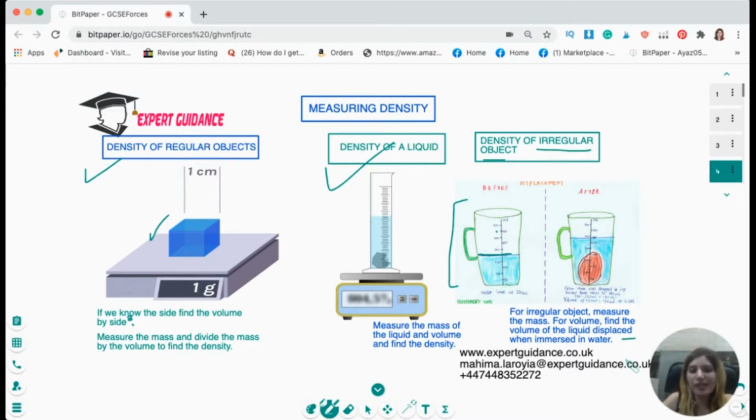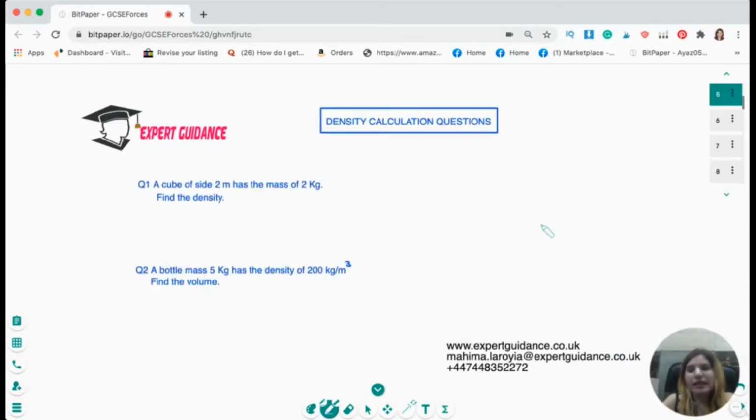Okay, so these are the three ways of measuring the densities of a solid, of a liquid, and of an irregular object. Now, let's do some practice questions on the density calculation. In the first question, it says there's a cube of size 2 meters, mass 2 kgs, find the density. In the second one, they have given you the mass and the density and asked you to find the volume. In all these, take care of the units, pause the video, have a go at these questions, and you can take the help of the triangle that we have just discussed.